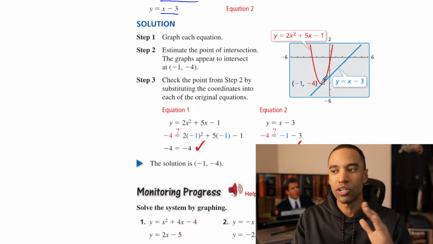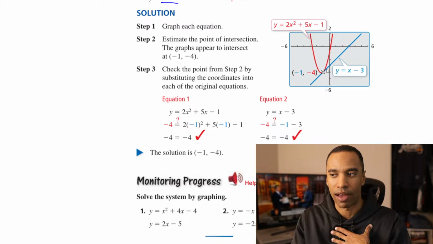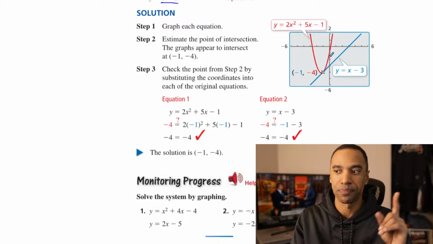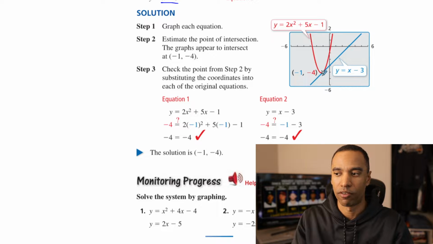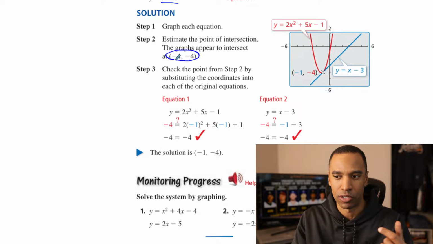We graph that. They only intersect at one spot, and we're going to have to be really good at our graphs to make sure that we understand it only hit one spot. What is the ordered pair? Negative 1 for x, negative 4 for y, negative 1 comma negative 4. That's where they intersect, therefore it's the solution.